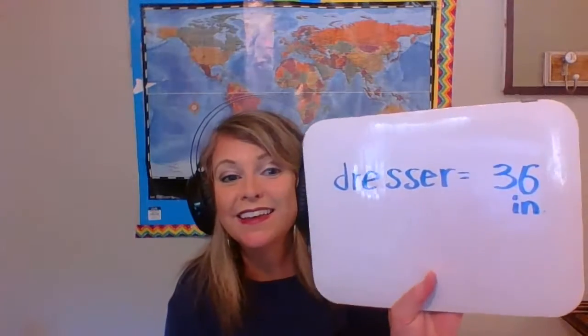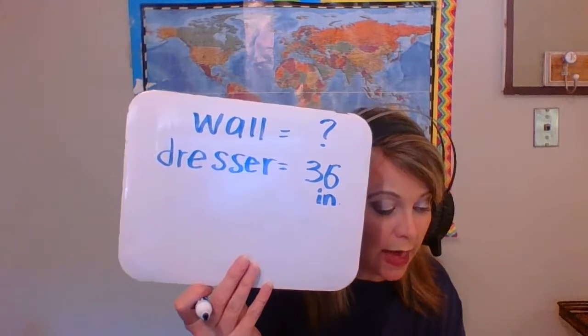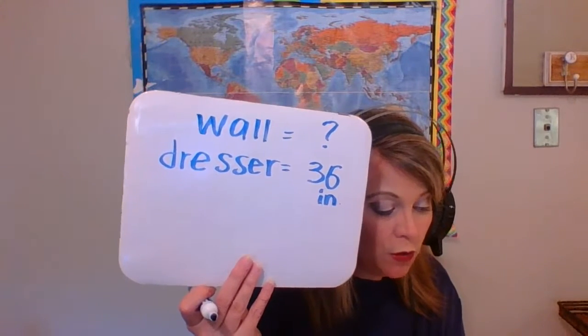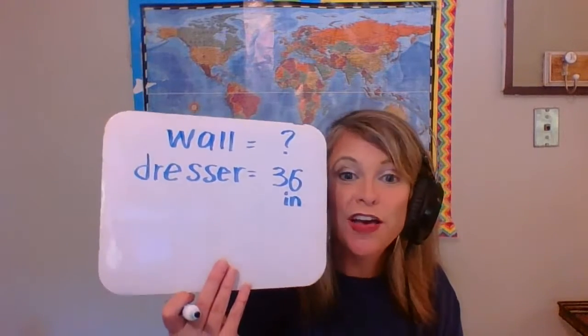Let's write down what we know. Okay. Did you catch how many inches her dresser was? 36 inches, okay? What we don't know is the length of her wall, okay? We know that her dresser is 44 inches shorter than her wall. So we do know something.